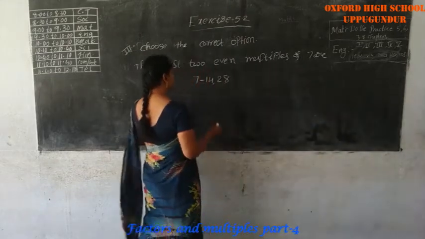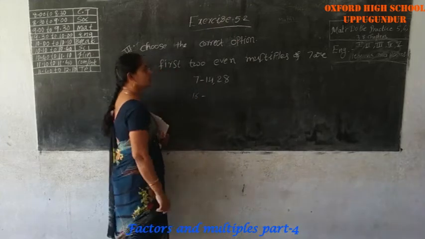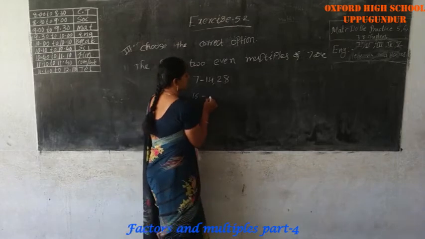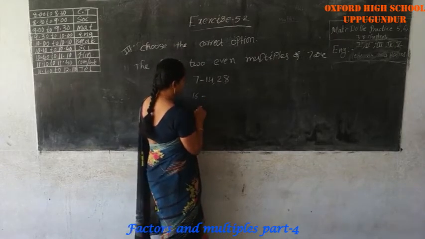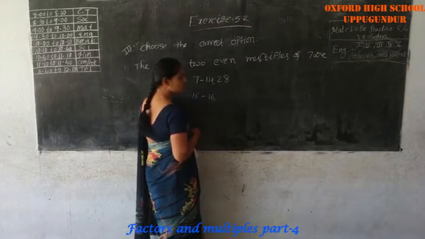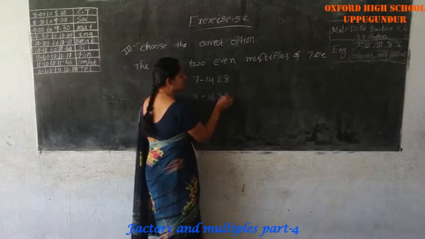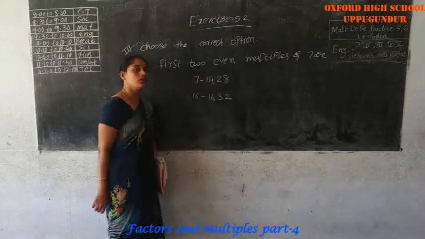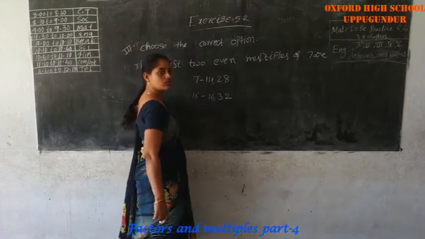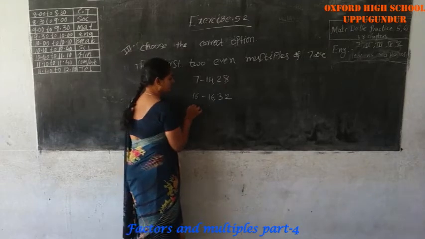Next, the first two even multiples of 16. See, 16. 16 ones are 16. 16 twos are 32. The first two even multiples: 16 is an even multiple, 32 is an even multiple. These are the first two even multiples of 16. Next.